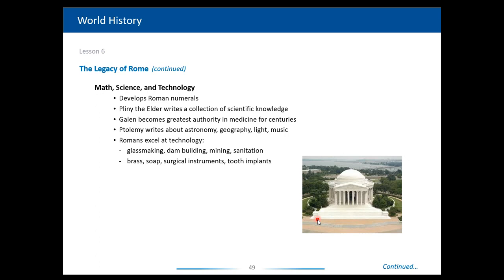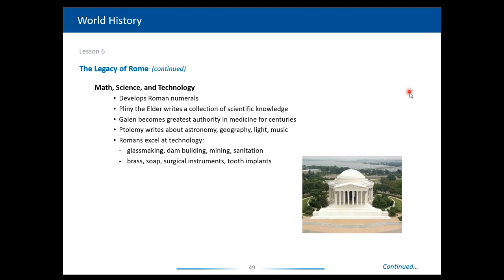Math, science, and technology. These three aspects, math, science, and technology, developed in Rome and are a legacy of Rome. They developed the Roman numerals. Pliny the Elder wrote a collection of scientific knowledge. Galen became the greatest authority in medicine for centuries, and Ptolemy wrote about astronomy, geography, light, and music. And the Romans excelled in technology, such as glassmaking, dam building, mining, sanitation, brass, soap, surgical instruments, and tooth implants.